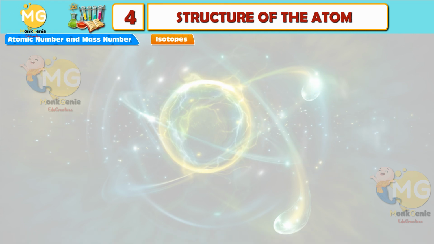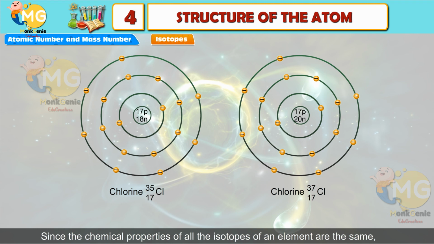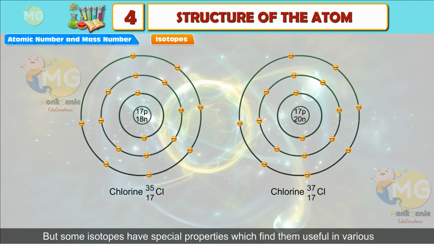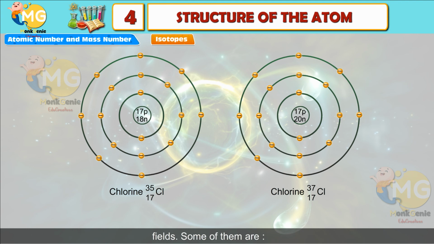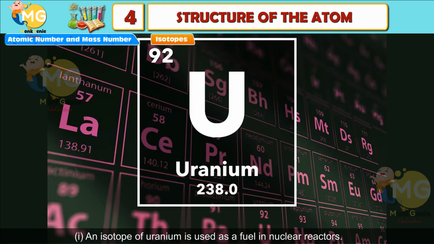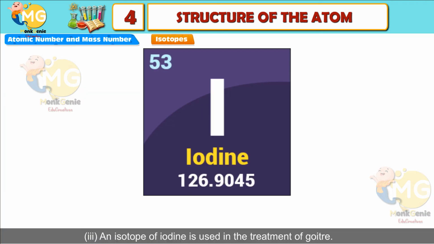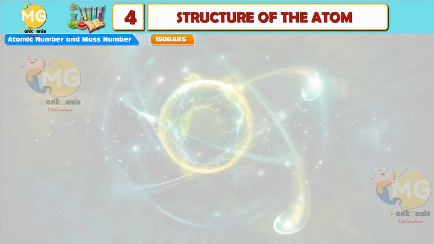Applications. Since the chemical properties of all the isotopes of an element are the same, normally we are not concerned about taking a mixture. But some isotopes have special properties which find them useful in various fields. Some of them are: 1. An isotope of uranium is used as a fuel in nuclear reactors. 2. An isotope of cobalt is used in the treatment of cancer. 3. An isotope of iodine is used in the treatment of goiter.